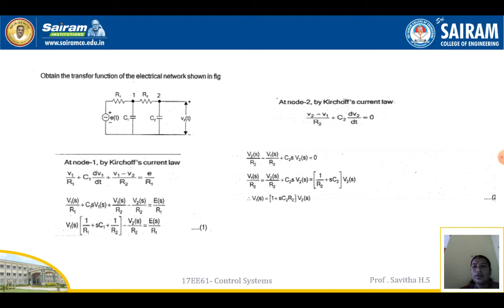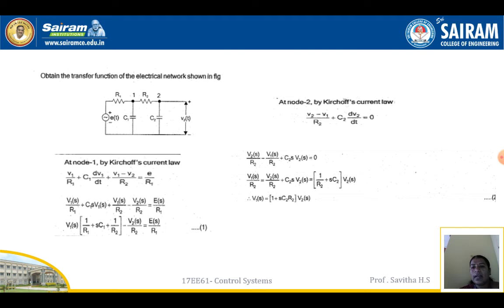Obtain the transfer function of the electrical system. The electrical system is given in the figure. Input is the voltage source E of t, with two resistors R1 and R2 and two capacitors C1 and C2. For this problem we'll consider two nodes, node 1 and node 2. At node 1, by using Kirchhoff's current law, V1 by R1 plus C1 into dV1 by dt plus (V1 minus V2) divided by R2 is equal to E by R1.